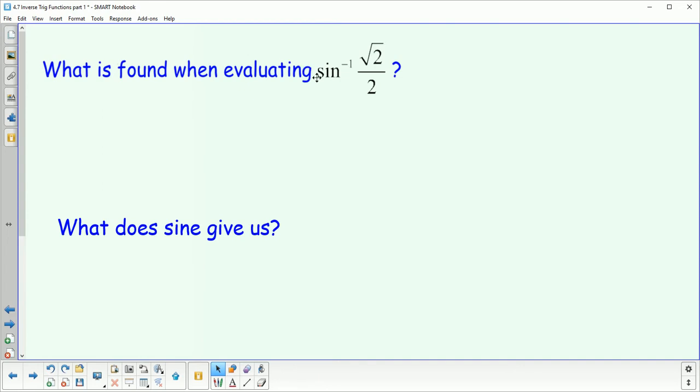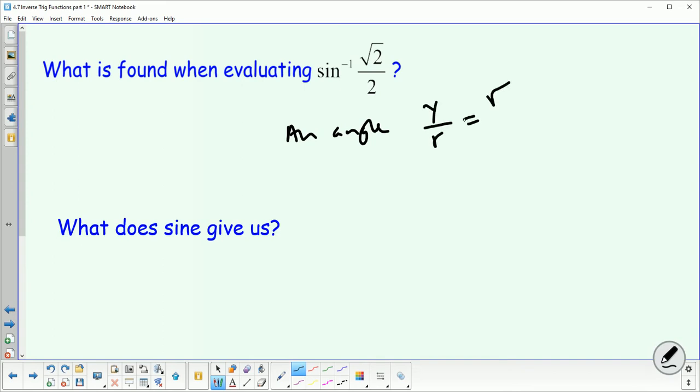So to start with, as a quick reminder, if we're talking about the sine inverse of square root of 2 over 2, remember what we're actually finding is an angle whose y value over r value equals square root of 2 over 2. Now there's actually an infinite amount of angles that exist with the y value over an r value square root of 2 over 2. So what we're going to do when we create our parameters is restrict our domain and our range so that we only get one of those angles, and that way we're all on the same page.